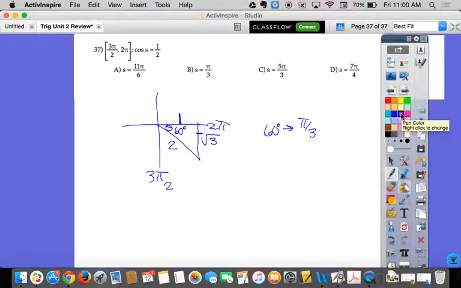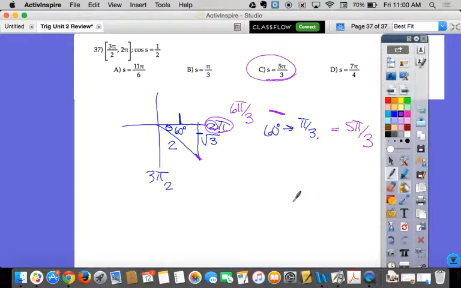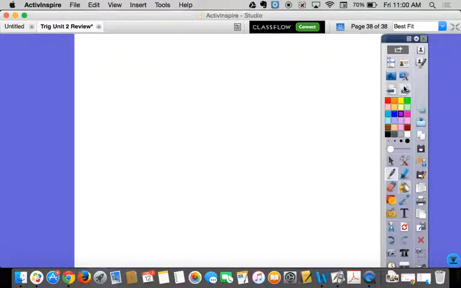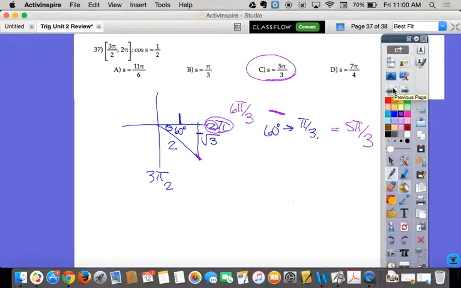So if this is pi over 3, we're coming off of 2 pi. So think about it. Double your numerator, 6 pi over 3. You didn't quite make it. So 6 pi over 3 minus pi over 3 is 5 pi over 3. There we go. Again, if you need to work the whole thing in degrees and then convert, you can. I would love it if you could do the whole thing in radians.